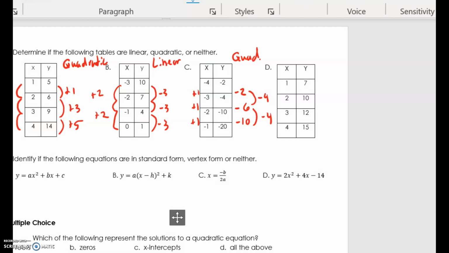Okay, this one's increasing by 1, and then this one looks like it's growing by 3, growing by 2, and then growing by 3. Check that again. 3, 2, 3. That's not the same, so it's not linear. And if I check the second difference, this one went down 1, and then it went up 1, and that's not the same either. So this one would be neither.